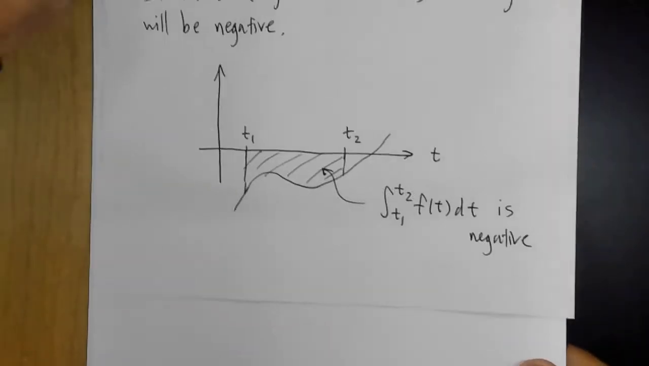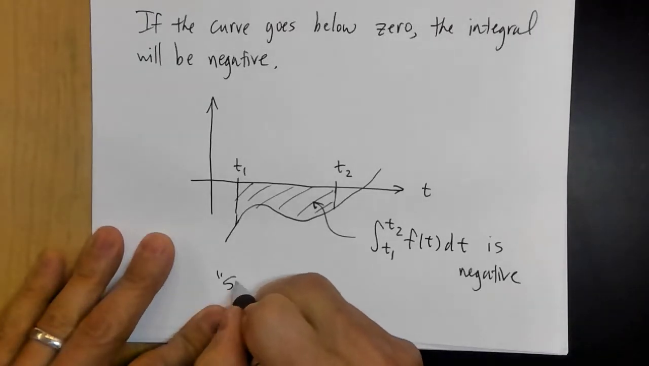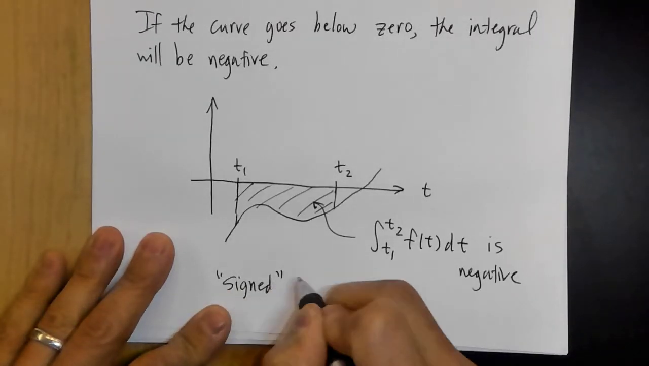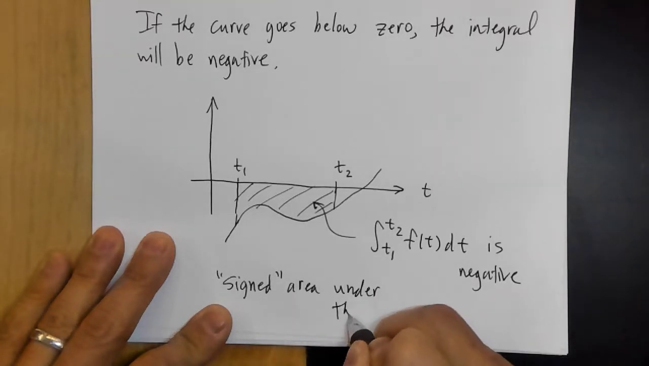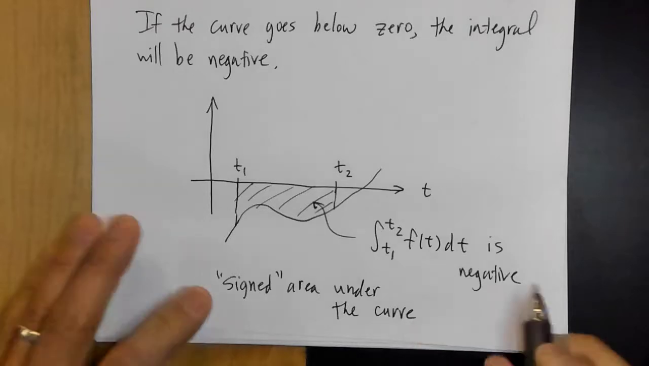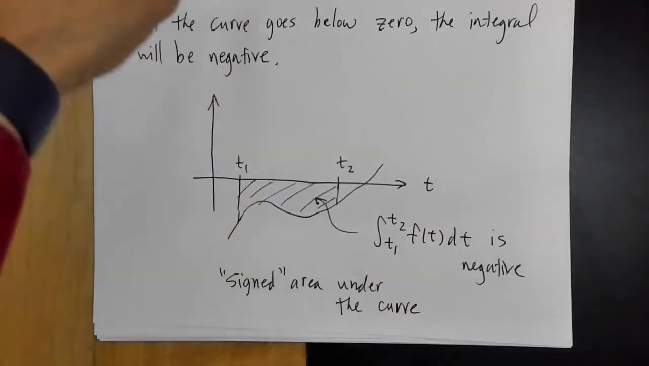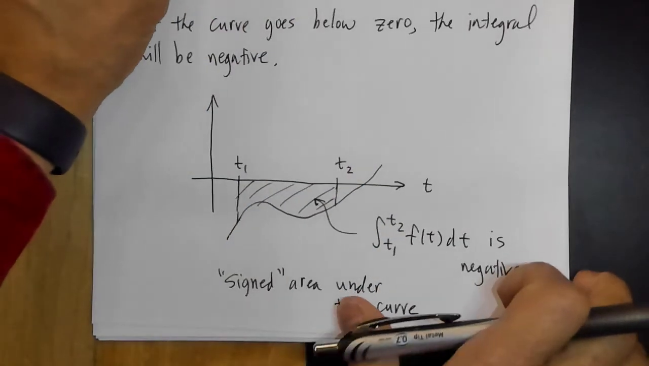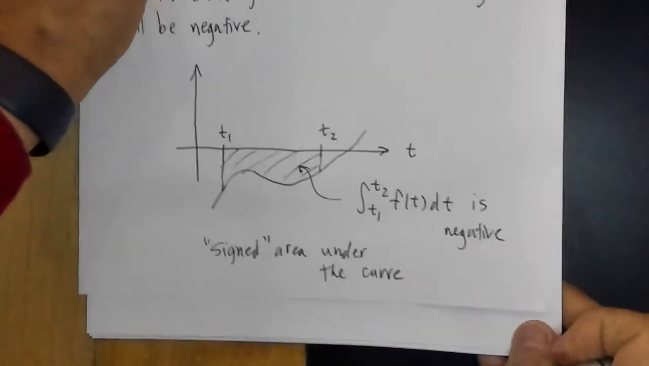Good. So that's why I say you can think of it as the signed area under the curve. So it's not just areas where all areas are positive. If it's below the curve, it's a negative area. Okay. Is anybody confused about this? Yeah. Your question? Okay. Good. Let's go on.